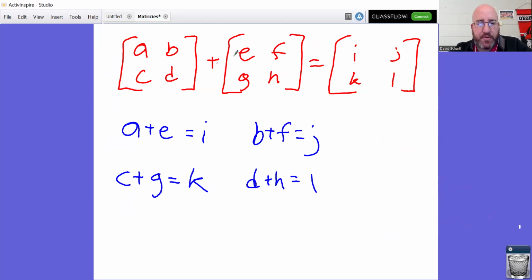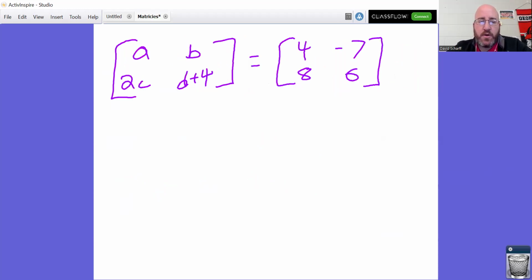At top left, A plus top left E equals top left I. A plus E equals I. Top right, B plus F equals J. Bottom left, C plus G equals K. Bottom right, D plus H equals L. Okay? So four mini equations. Most are going to be two-step equations usually. Subtract or add a number to both sides and then divide by a number. But again, definitely stuff that y'all should be able to do.